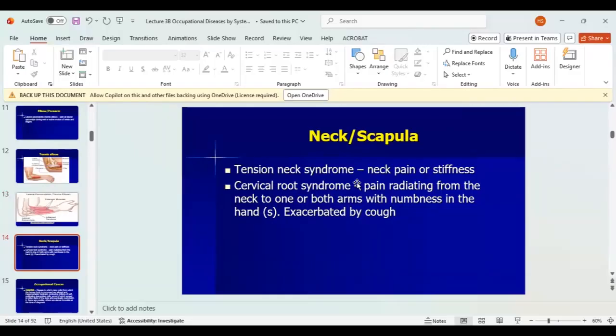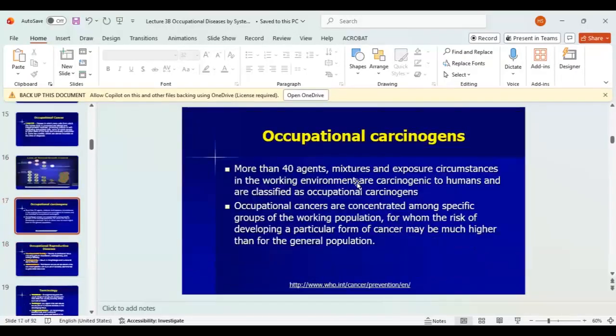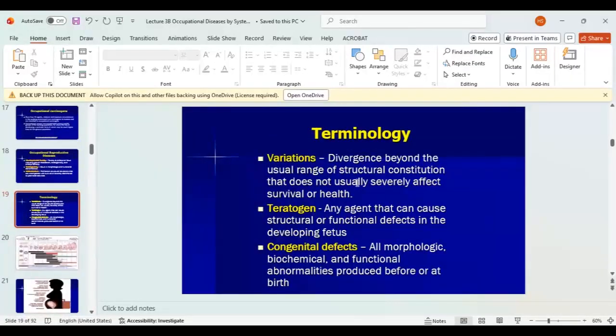For the neck, you have something known as tension neck syndrome, ending up with neck pain or stiffness. We spoke a lot about cancer. Just to mention a few things, so I'm skipping a few slides.